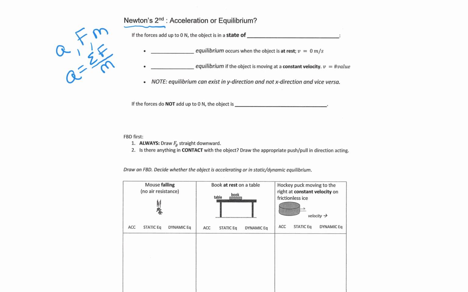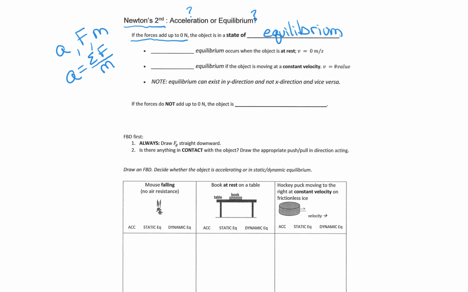So once you know a little bit about this, you really run into a couple of different circumstances. Is the object accelerating, or is it at equilibrium? Equilibrium means the acceleration is zero. So let's review equilibrium. If the forces add up to zero, we term that an equilibrium. An equilibrium is a state or a condition. By looking at the forces, you can tell if it's at equilibrium or it's not.